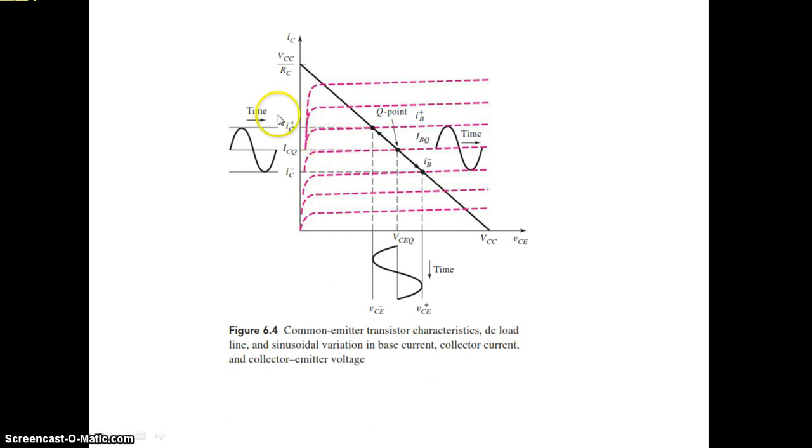Okay. So this is the common emitter transistor characteristics: DC load line and sinusoidal variation in base current, collector current and collector emitter voltage. This is the VCE versus IC output characteristics of the BJT for constant IB.